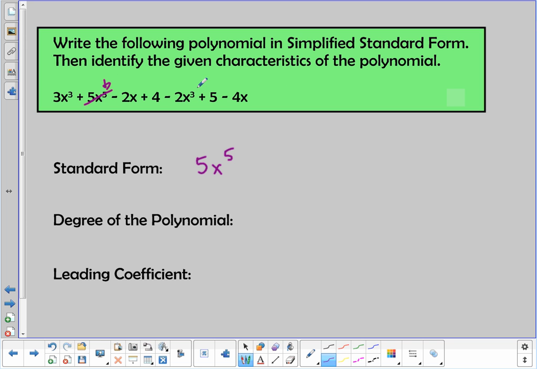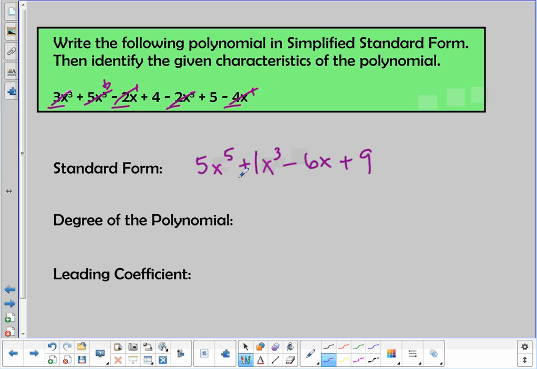Then I would go to the power of 3, and I have 3 minus 2, which is just 1, or just x to the third. You don't need to write the 1 in front, but if you want to, if it helps you, go ahead. So those are gone. Then I would go to the power of 2, but again, I don't have any powers of 2, so I can skip over that. So then I go to the power of 1. This is a negative 2, that's a negative 4. So I have negative 6x to the first, but I don't need to write the power of 1. And then I would go to my constants. 4 and 5 gives me 9. So there's my standard form polynomial.